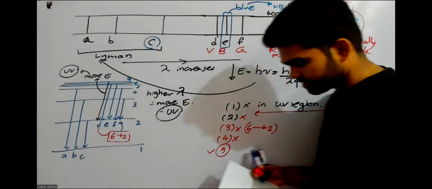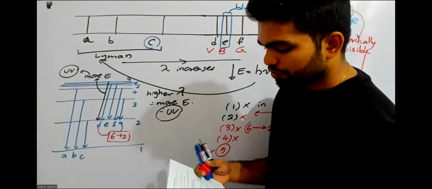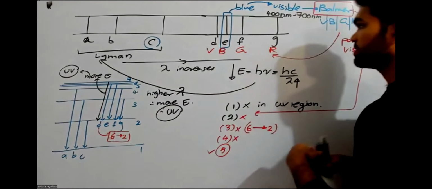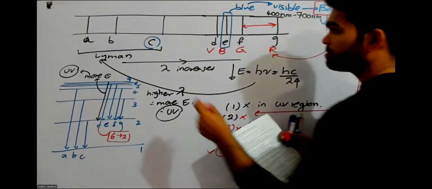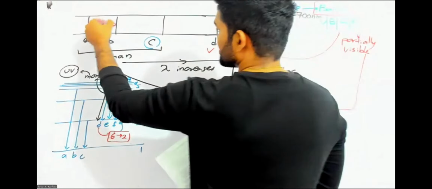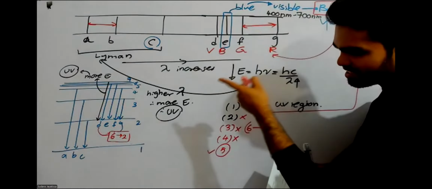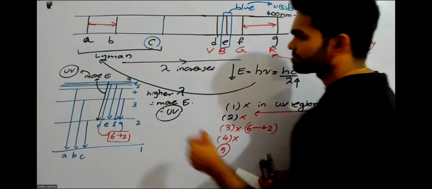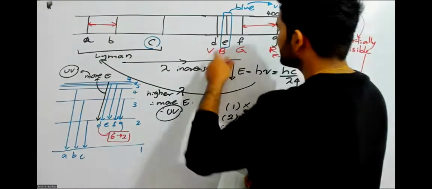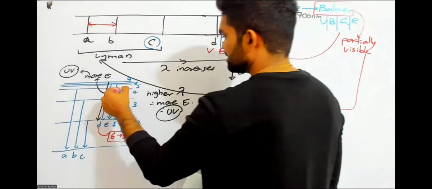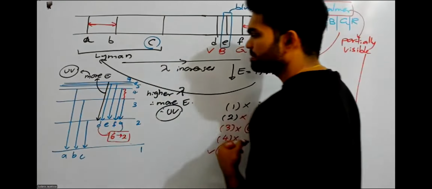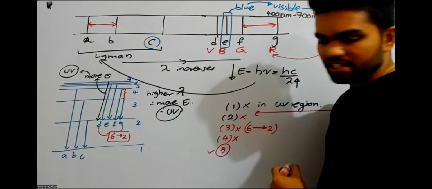Let's see how it happens. It says the gap between F and G, this gap, is equal to the gap between A and B. So don't try to measure with a ruler or something. Just go to that diagram we drew. You can say F and G are the first two lines of the Balmer series, and it represents the energy gap between the fourth and third energy levels.